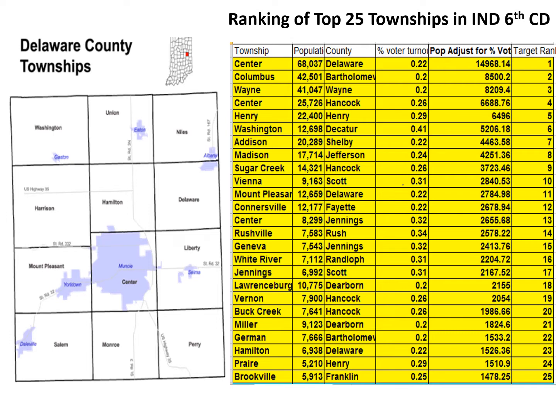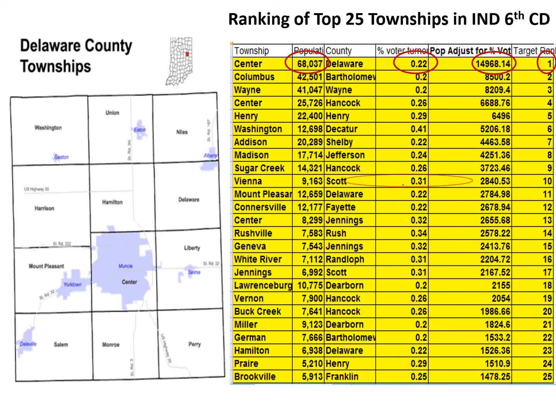For example, there are 68,037 people living in Center Township in Muncie, Indiana. In the year 2010, 22% of voters turned out to vote. That would mean that about 14,968 people might be expected to vote in the 2012 election. This is the largest voter turnout estimate for all 199 townships in the 6th Congressional District in Indiana, and so we give it a rank of number 1.